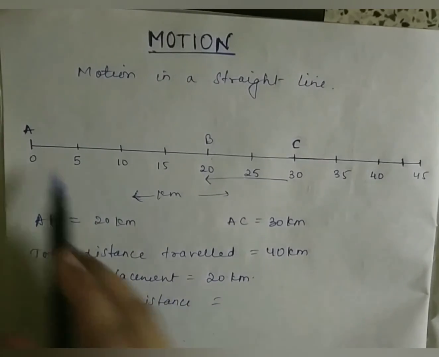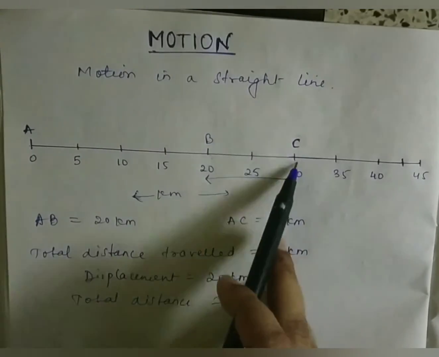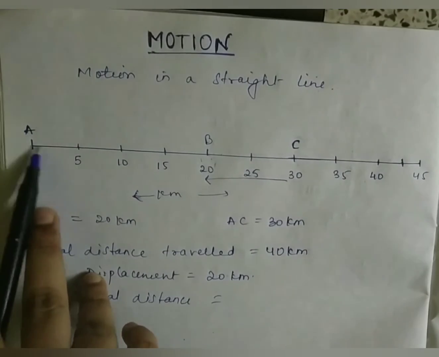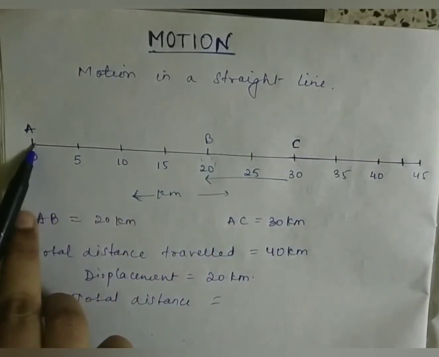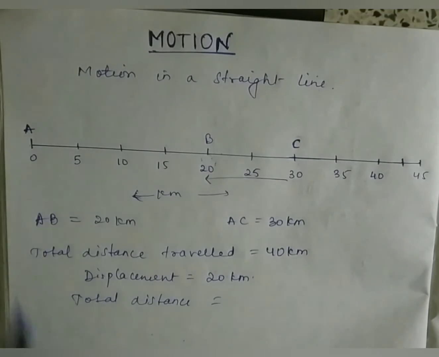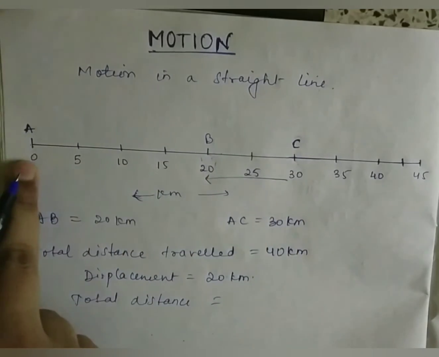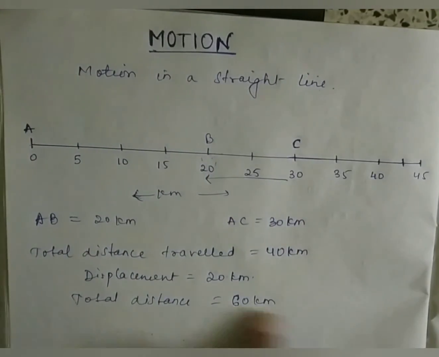traveled by you, that means from position A you travel to position B, then to position C, then back from position C to position A. This total distance, that means you just took the path back again to point A. The total distance traveled by you is 30 plus 30. So 60 kilometers. So the total distance now you traveled is 60 kilometers.